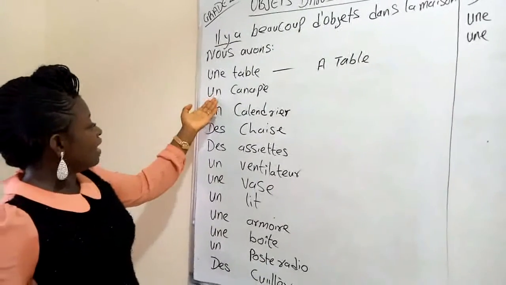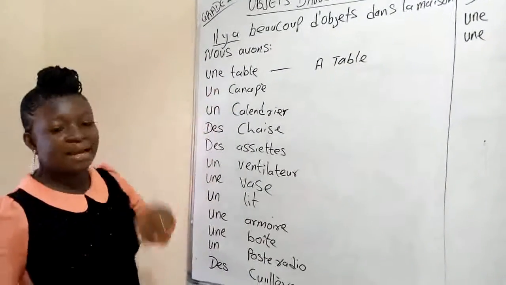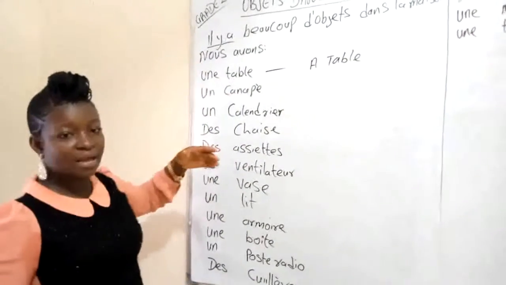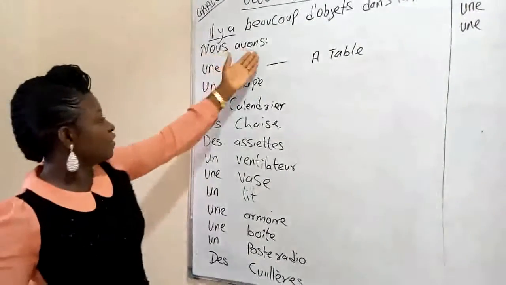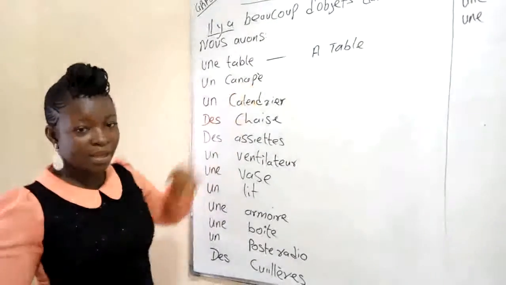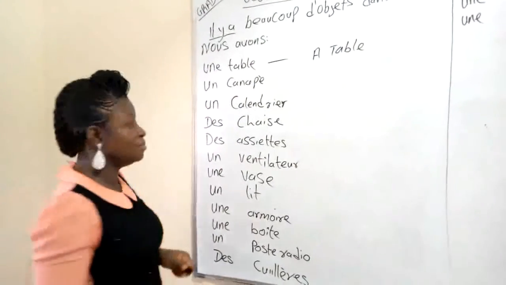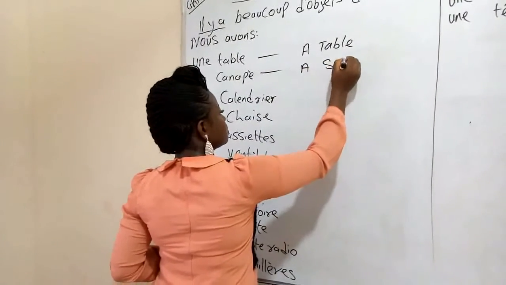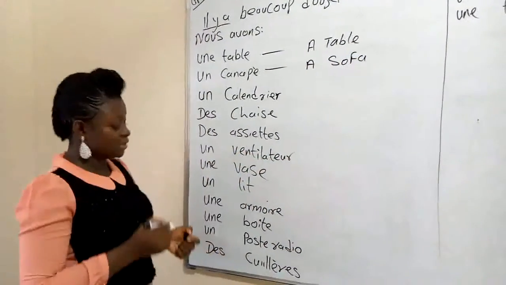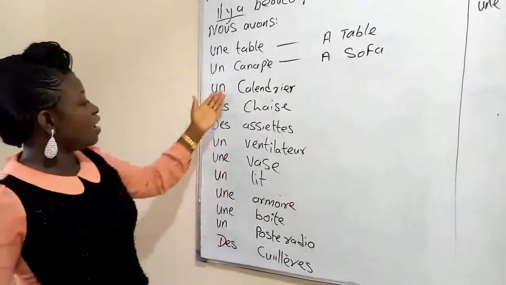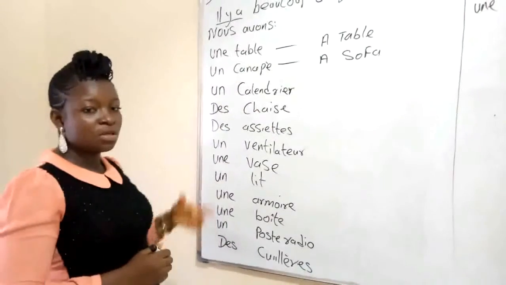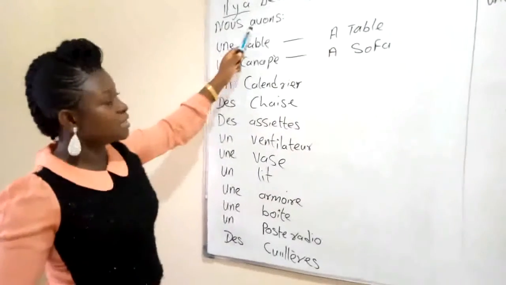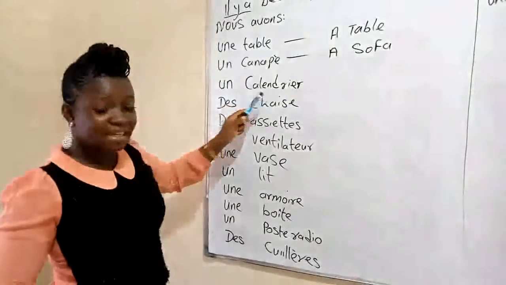We also have "un canapé." Nous avons un canapé. I say it again. Nous avons un canapé. Un canapé here means a sofa. A sofa. Alright. Nous avons un calendrier. Nous avons un calendrier.